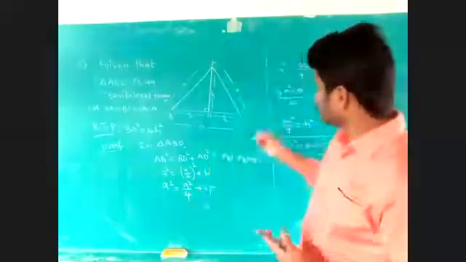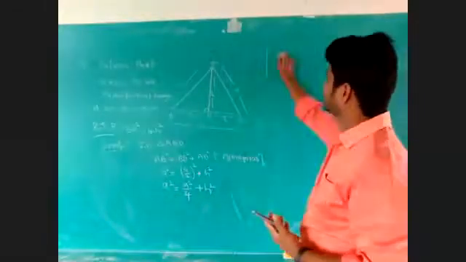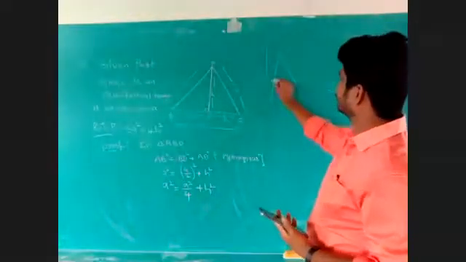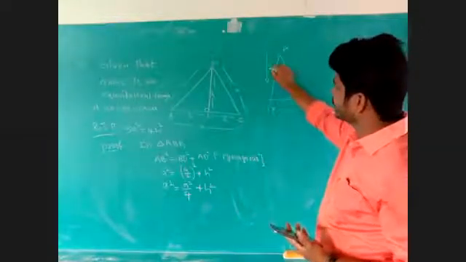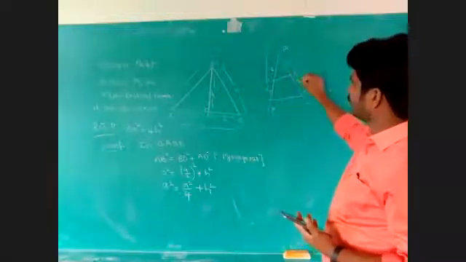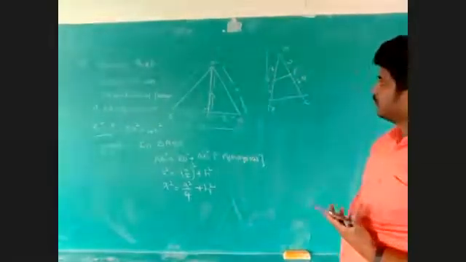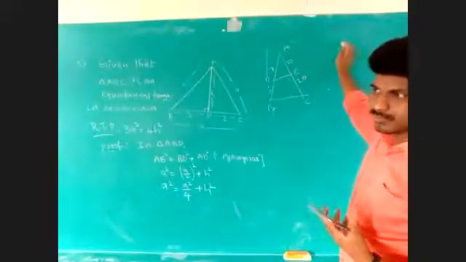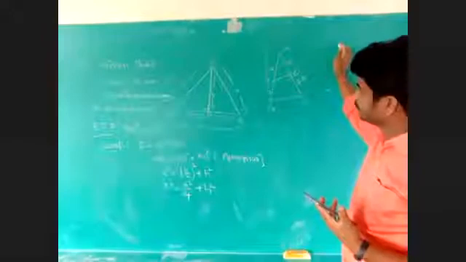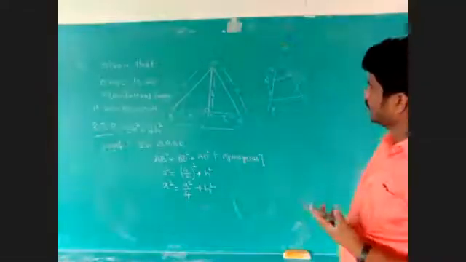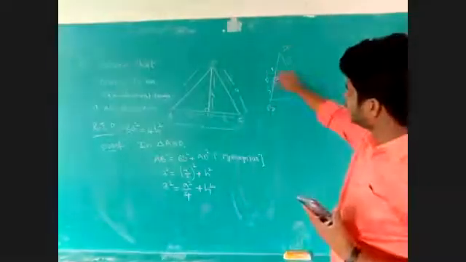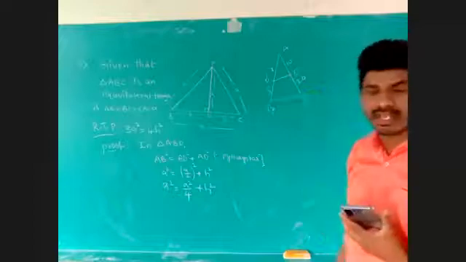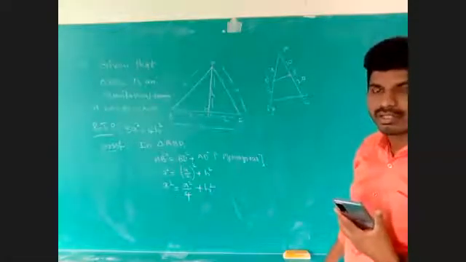For example, a triangle is given, find the value of X. A, B, C, D, E. This is X, 5, 10, 20. How to calculate the value of X? By using basic proportionality theorem, AD by DB equal to AE by EC. Is it right? Yes, sir.